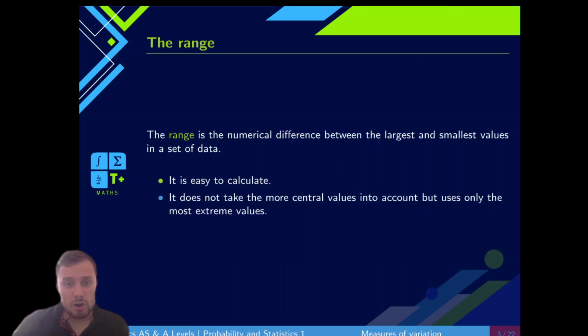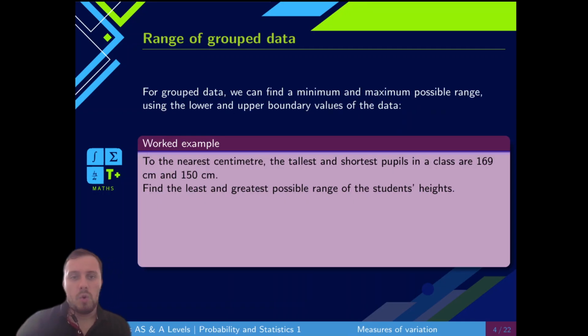I want to focus on one important thing that we may find when talking about the range, that is when we have rounded values, then we could eventually have more than one range. Let's see why. So imagine the following case. Given to the nearest centimeter, the tallest and the shortest pupils in a class are 169 centimeters and 150 centimeters. And then we are told to find the least and the greatest possible range.